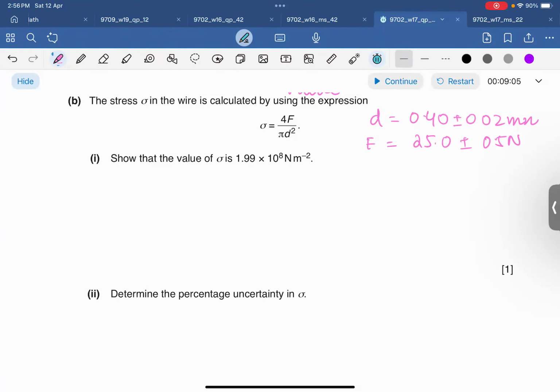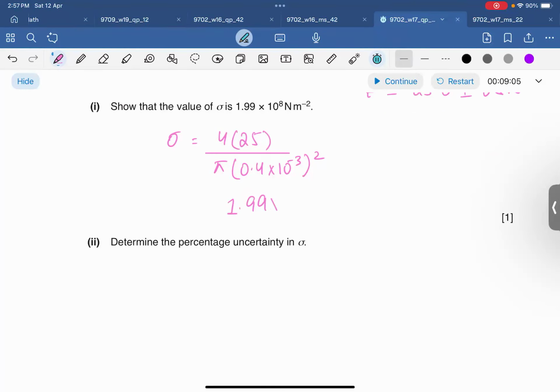अच्छा जी, तुमसे कह रहे हैं कि डायमीटर निकालना है, सिंपल सी चीज़ है कि तुम्हें स्ट्रेस निकालना है। So 4F तुमने ले लिया, 25, राइट, divided by π, और डायमीटर तुम्हारे पास है 0.4 × 10^-3, and you have to square it, right. सबने यही किया है, राइट। तुम्हारी जो वैल्यू आ रही होगी, that would be 1.99 × 10^8, or 1.989, but you can round it off to 1.99 × 10^8, right. अच्छा जी, अगर आपने कैलकुलेशन में कोई गलती की होगी then you may get the incorrect power of 10, okay.